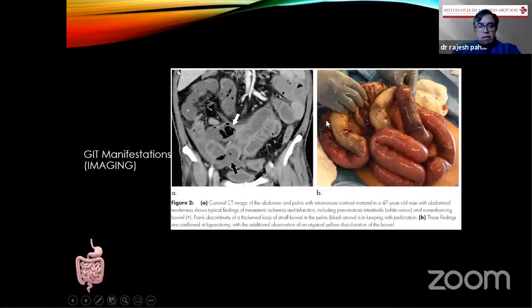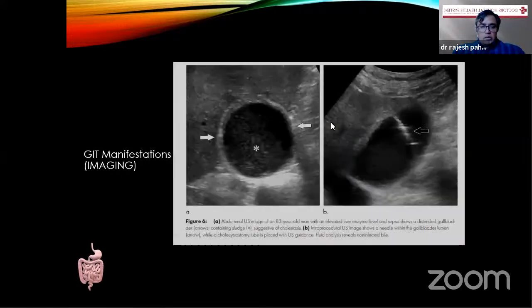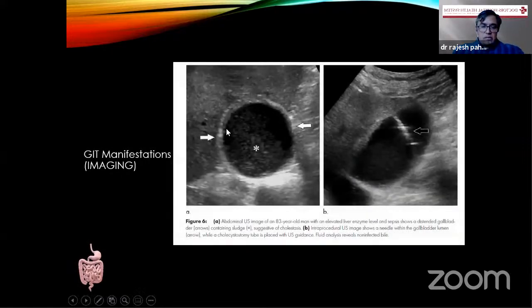These are the cases which I picked up from the studies. These are not from our hospital. These are from the studies. So this is another patient with an ultrasound of the gallbladder showing diffuse wall edema with stasis, seen as hypoechoic biliary sludge in the gallbladder lumen.